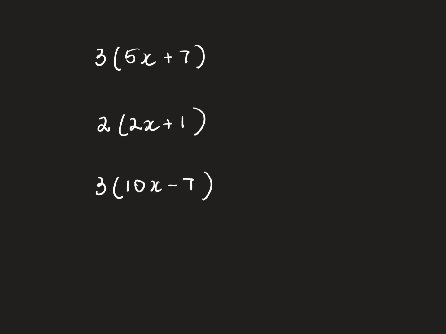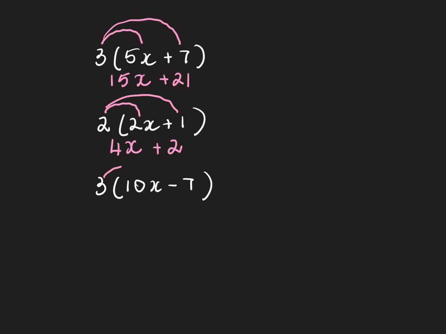Well, how do we do it? 3 lots of 5x is 15x, plus 3 lots of 7 is 21. Next one. 2 lots of 2x is 4x, plus 2 lots of 1 is 2. Next one. 3 lots of 10x is 30x. Oh, minus, just put that down, minus 3 lots of 7 is 21.